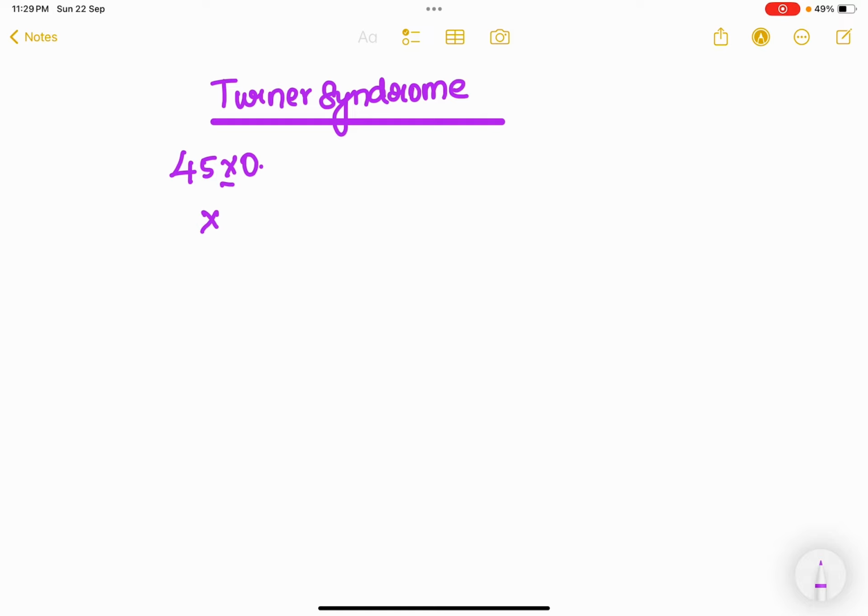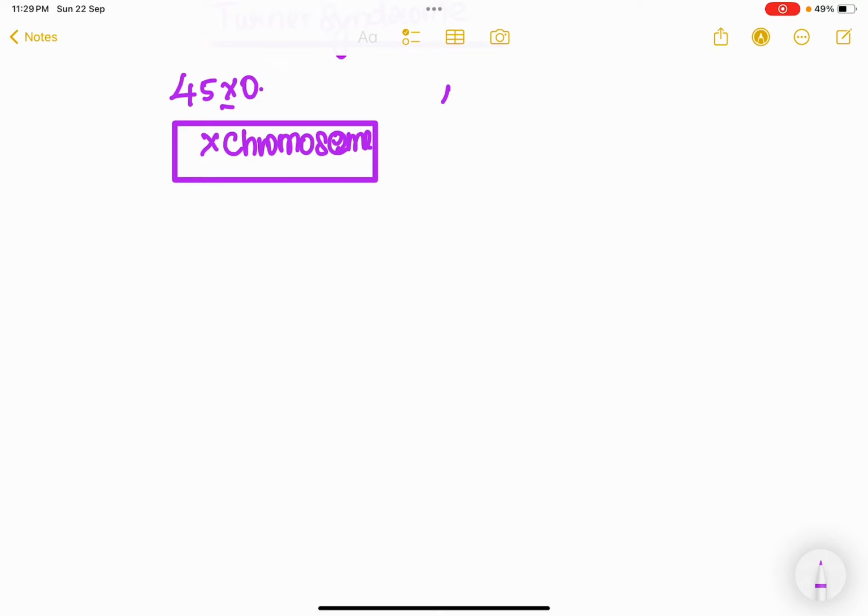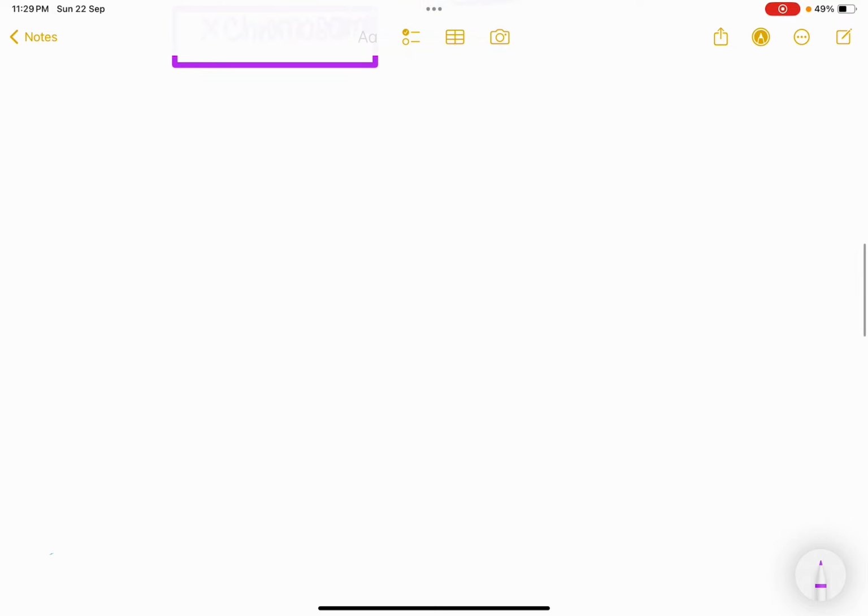Only one X chromosome is present, and the other X chromosome is either missing or structurally altered. The normal is 46XX, but here it is 45XO. For the proper development of the ovary, both X chromosomes are required. In these patients, since only one X chromosome is present, the gonad is not properly developed, so it is going to be streak ovaries. Streak ovaries are underdeveloped ovaries.